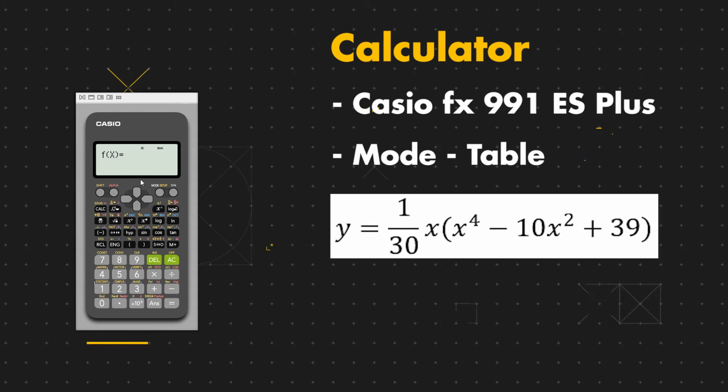So now here we can type in our equation, which is 1 divided by 30 times x, and here we will have the bracket, and inside we will have x to the power of 4 minus 10 x to the power of 2 plus 39. So now if we press equal, some calculators will allow you to add one more function.